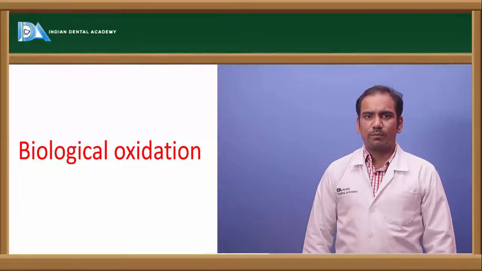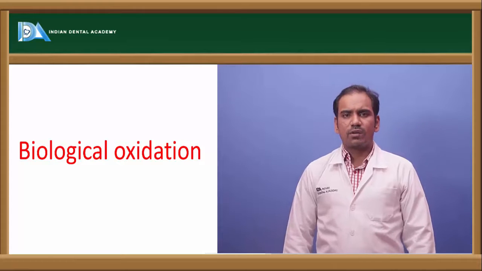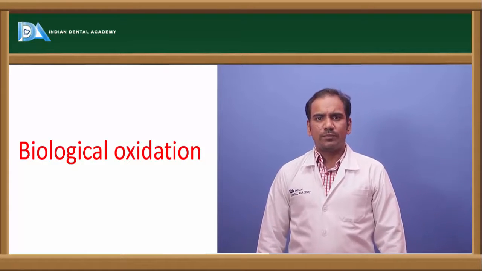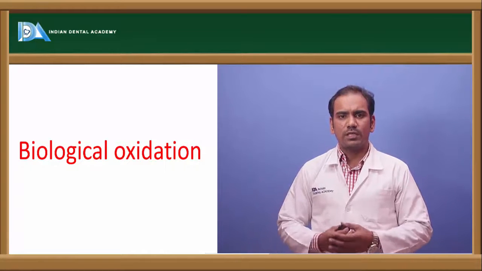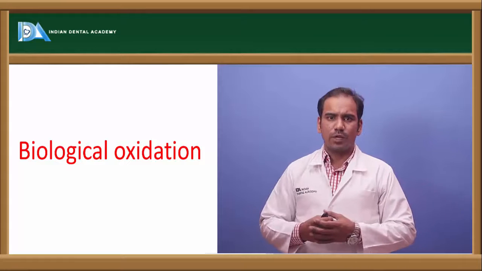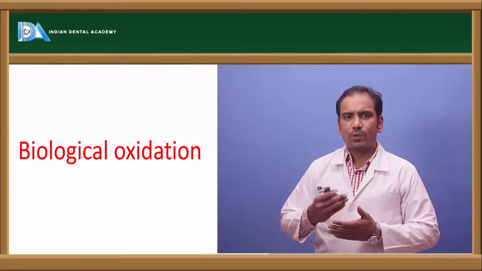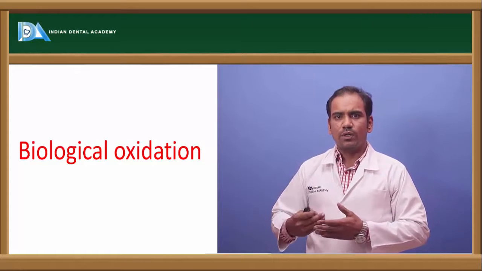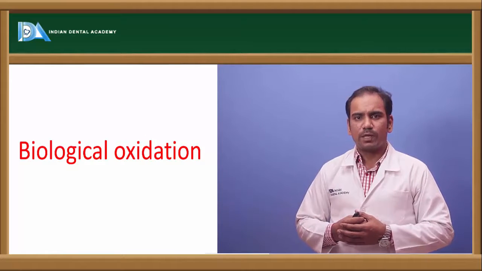Coming to our next chapter, biological oxidation. So here the actual concept of biological oxidation is, whatever food we take undergoes three stages of metabolism. Primary metabolism is digestion of the macromolecules. Whatever carbohydrates, proteins and fats you take in the diet are subjected to digestion and converted to their simpler forms. So that is primary metabolism.